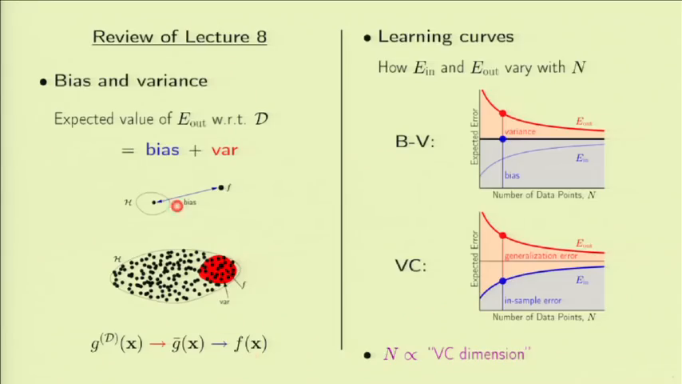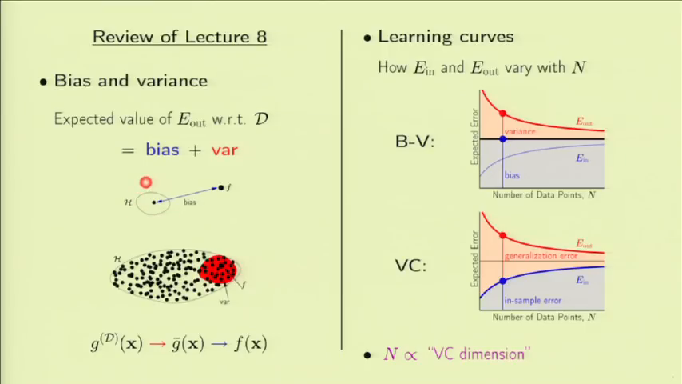Welcome back. Last time we talked about the bias variance decomposition of the out-of-sample error, and we managed, by taking the expected value of the out-of-sample error with respect to the identity of the data points, the size fixed at N, to get rid of the variation due to the data set. We ended up with a very clean decomposition of the expected value of E out into a bias term and a variance term that have very interesting interpretations. And they are illustrated here in terms of a trade-off.